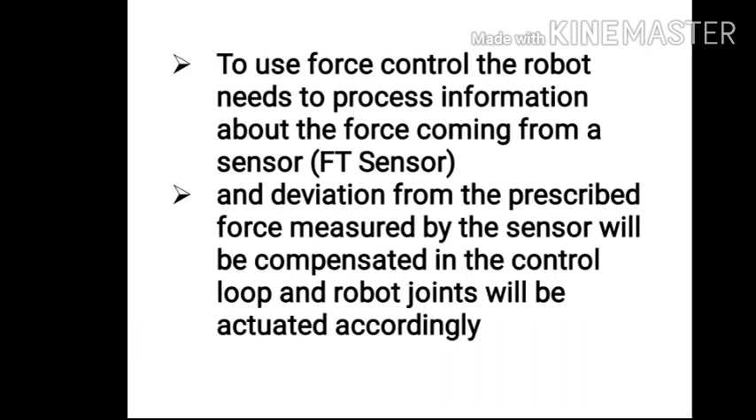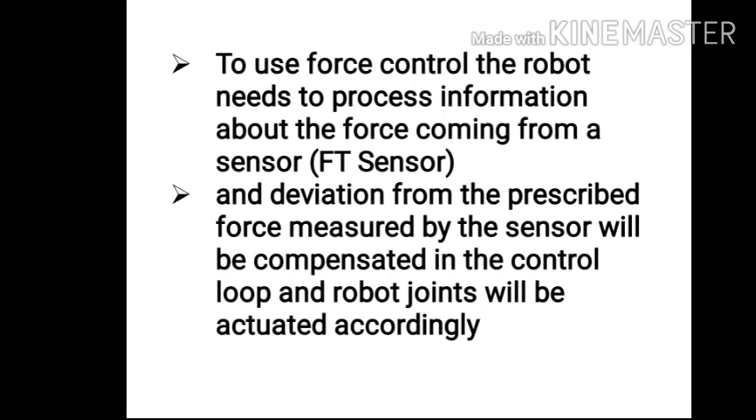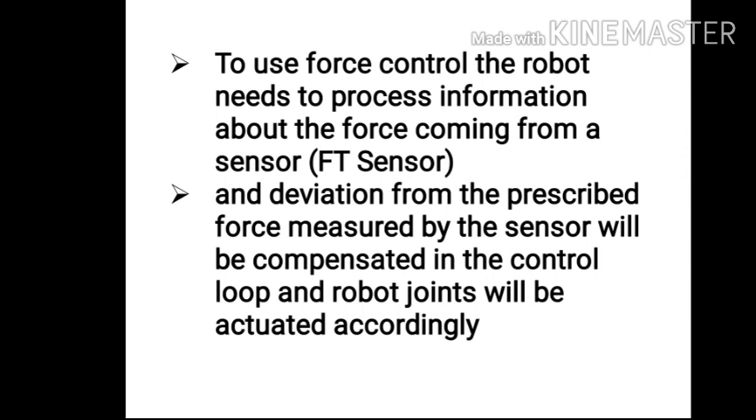To use force control, the robot needs to process information about the force coming from an FT sensor. An FT sensor is the sensor which senses force and torque, and deviation from the prescribed force measured by the sensor will be compensated in the control loop and the robot joints will be actuated accordingly.